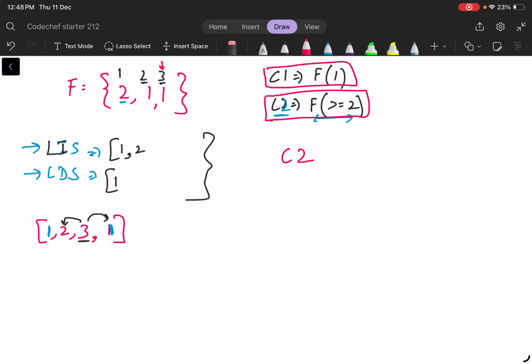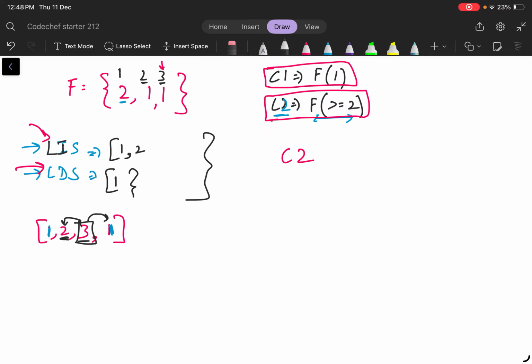What about the elements with count exactly 1? Will we be able to use them in both LIS and LDS? Yes, we took an example where 3 will be able to use in both LIS and LDS. But what about 2? 2 is also repeating only once, right? But it is not a part of LDS. It is not a part of decreasing subsequence. 2 is only a part of increasing subsequence.